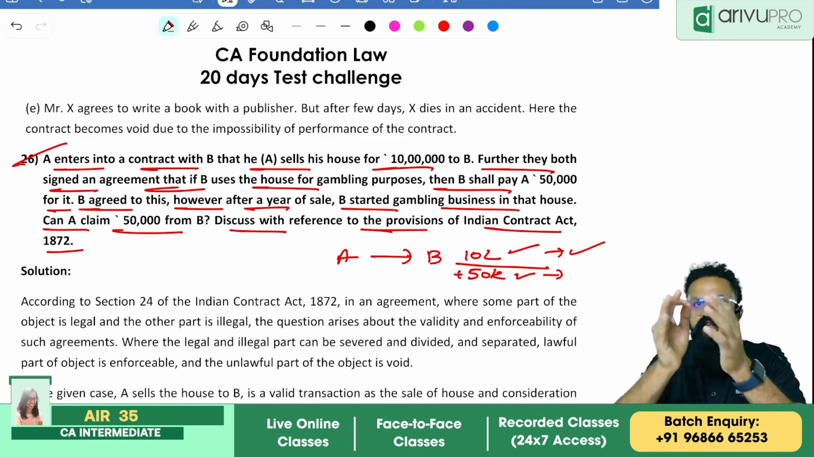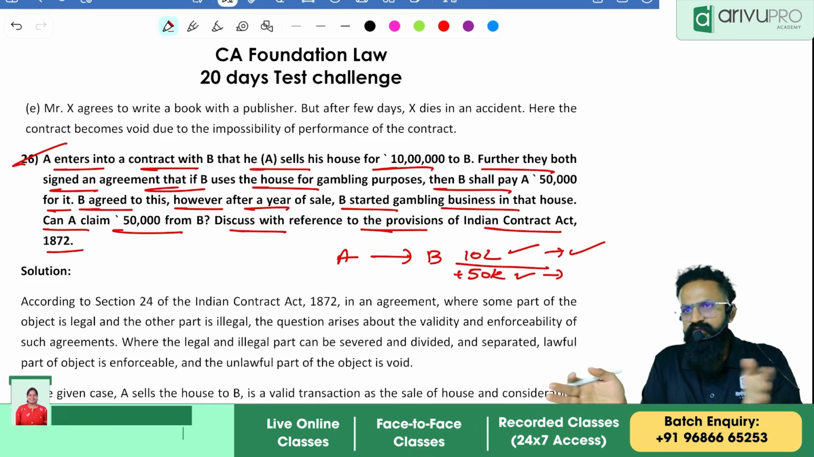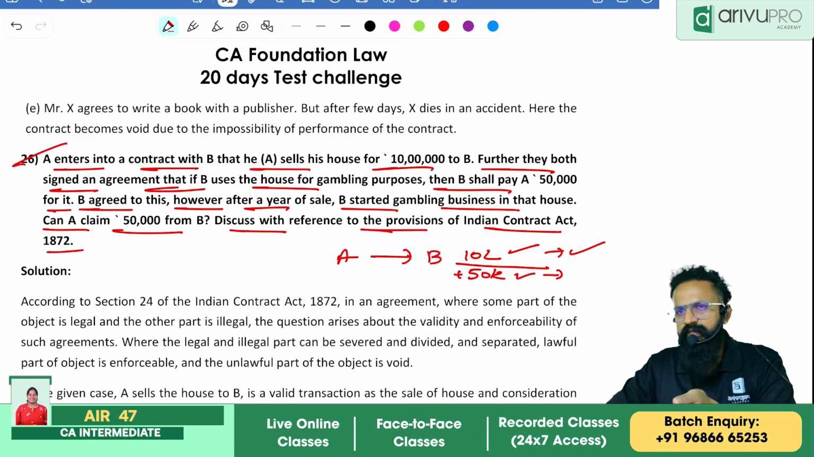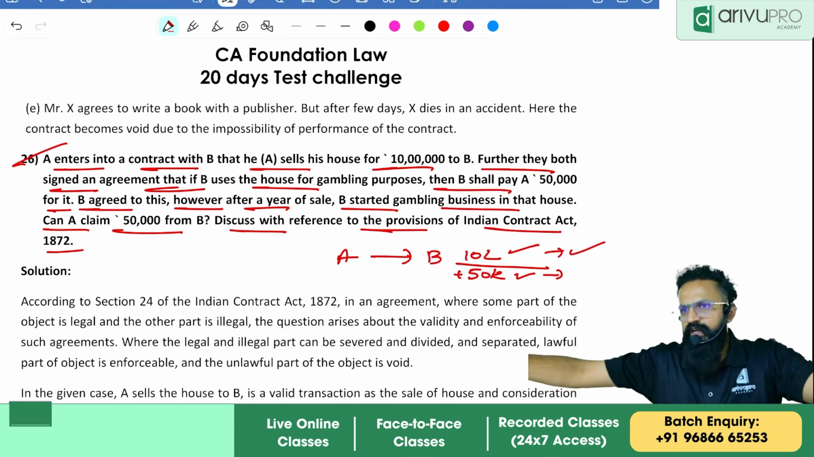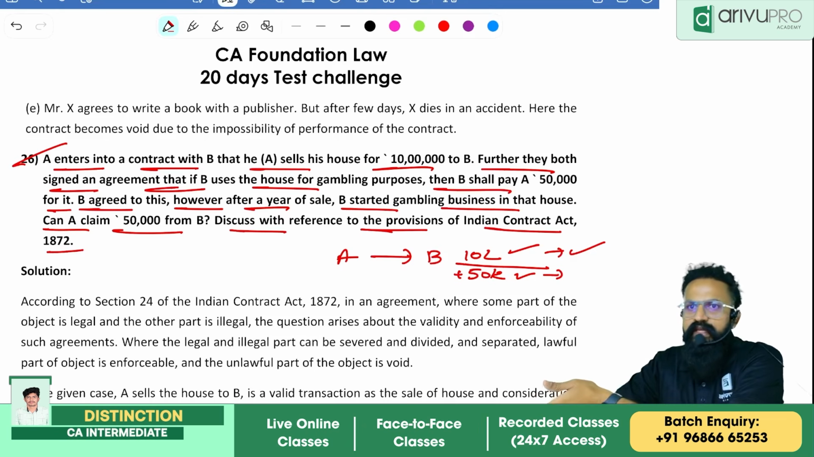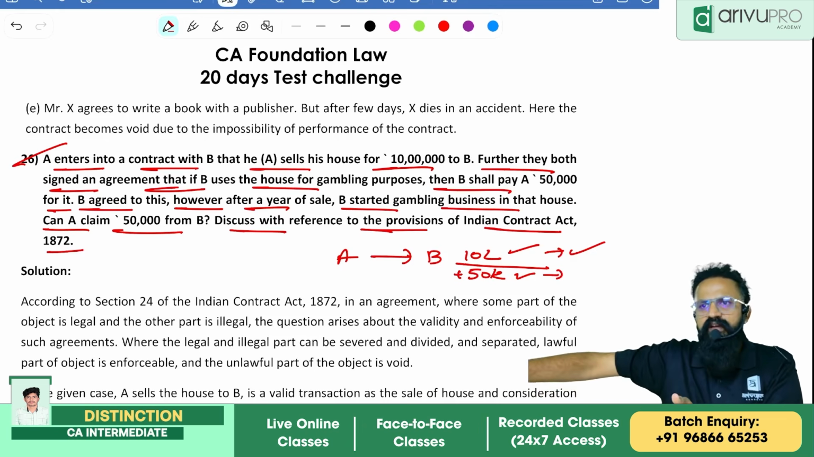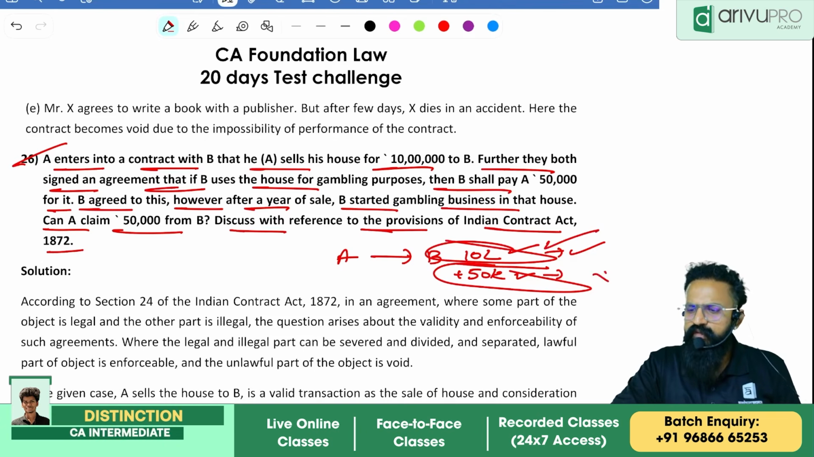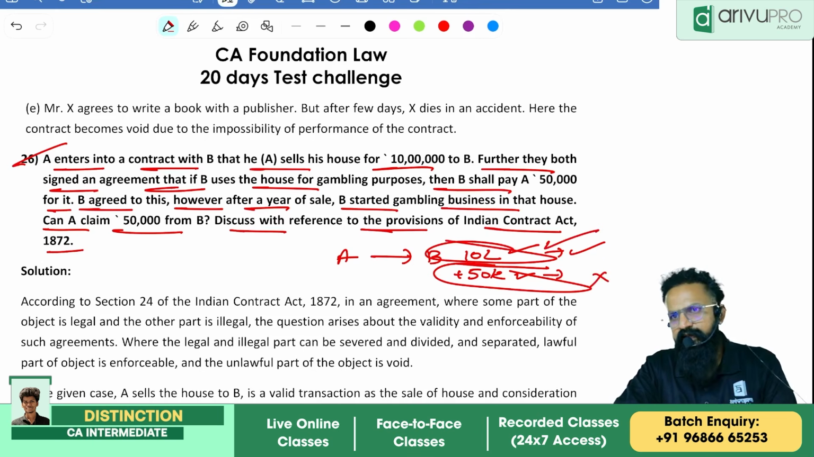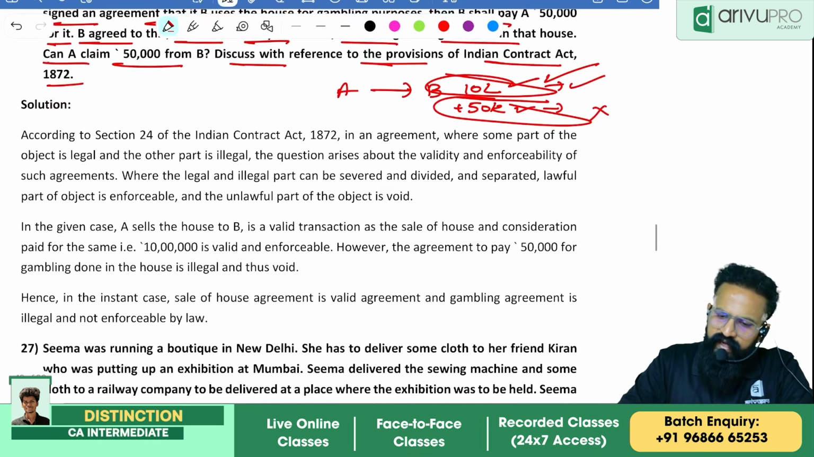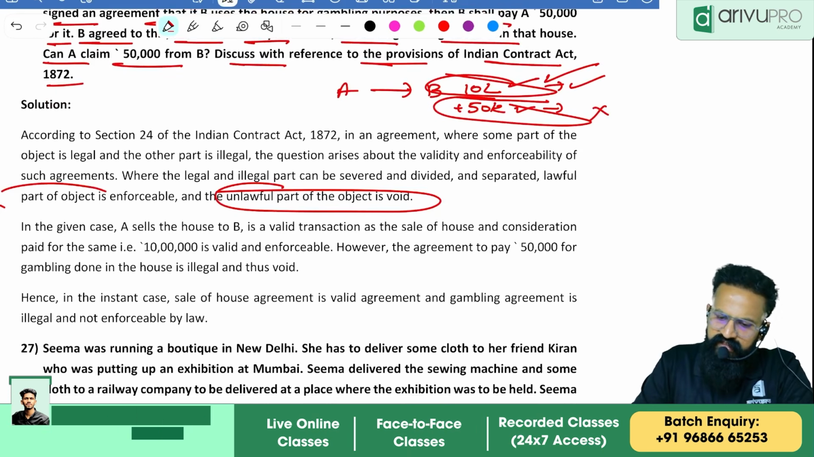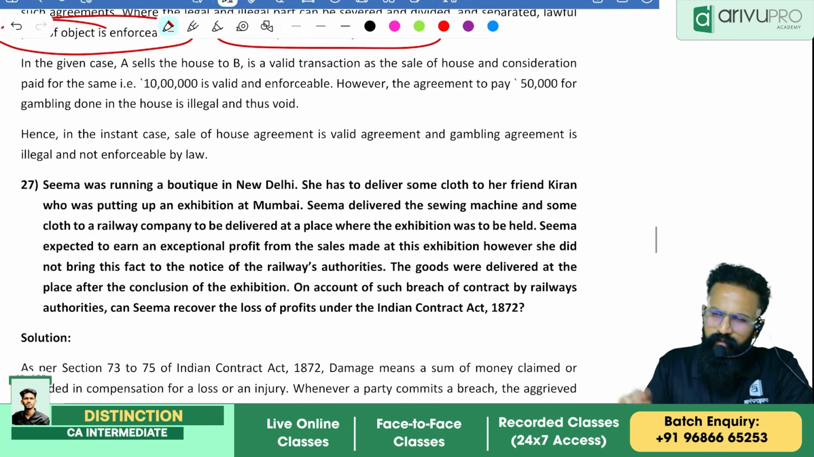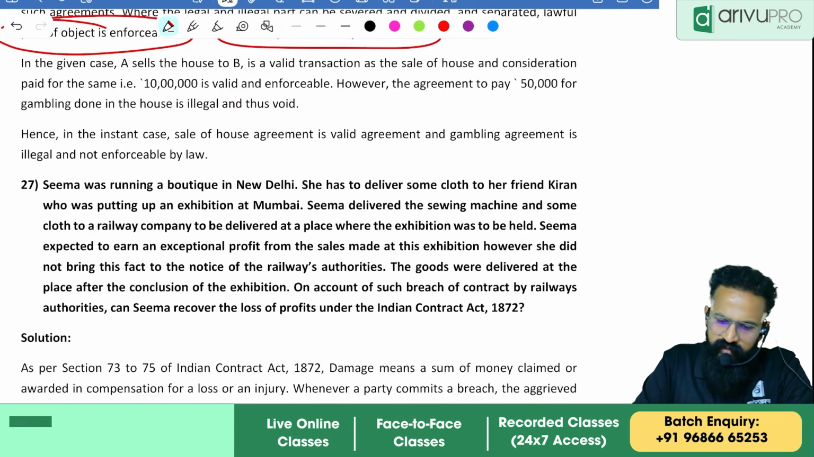Now whenever in a contract there are 2 parts which are separable or non-separable. In this case it is separable. There are 2 different contracts. One is a legal part, one is an illegal part. The illegal part can be separated. So this contract is different, this contract is different. This can be enforceable, this will not be enforceable by law. So the unlawful part is void, and the legal part is enforceable. That is my provision. Okay. That probably can be for 3 marks or 4 marks maximum.